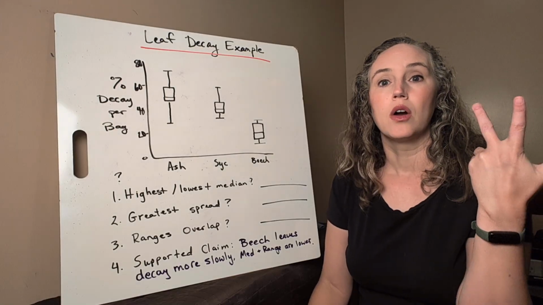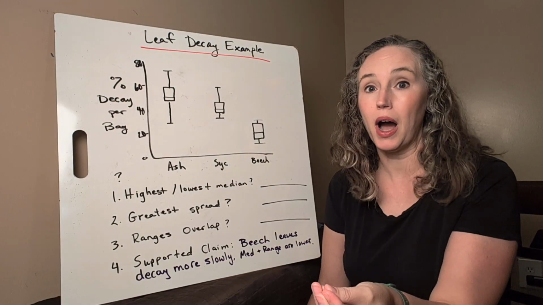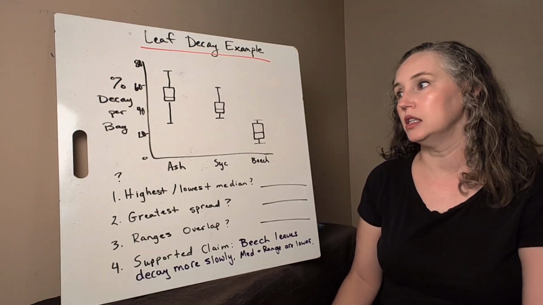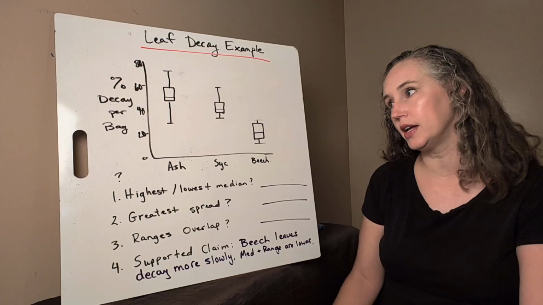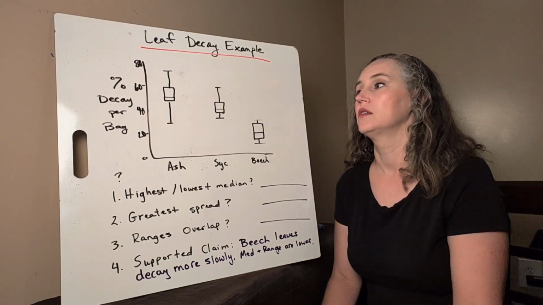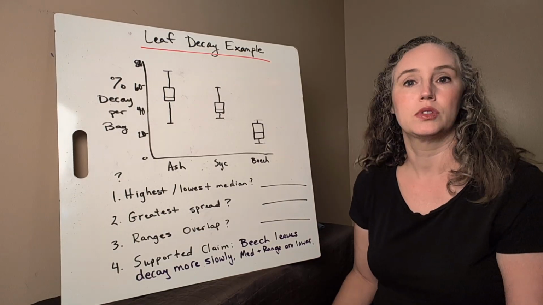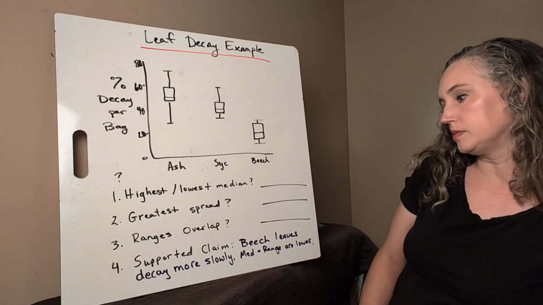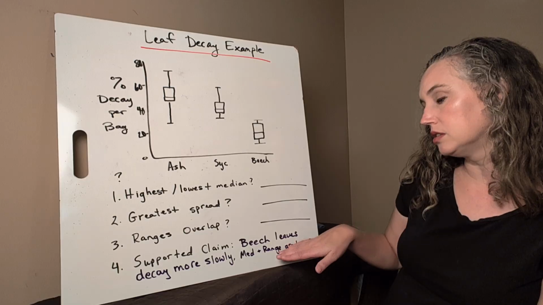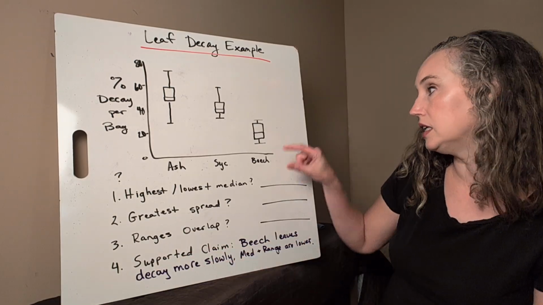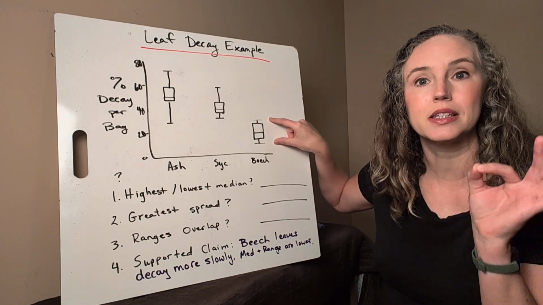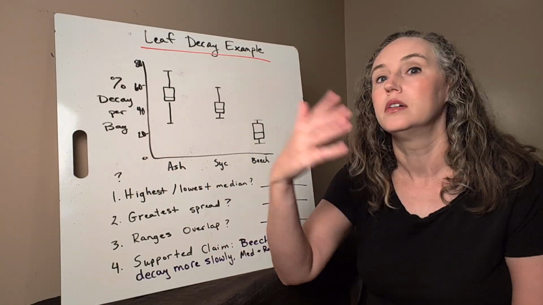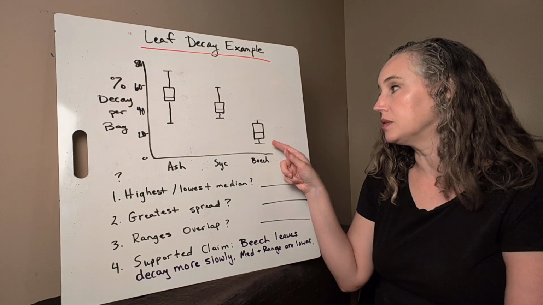So what claim could we possibly support? So if the question was which one decayed like the most quickly or the slowest, we could say that beech leaves decay more slowly. That would be a claim that's supported by the data. It's slower because less has decayed, and they're all given the same amount of time.